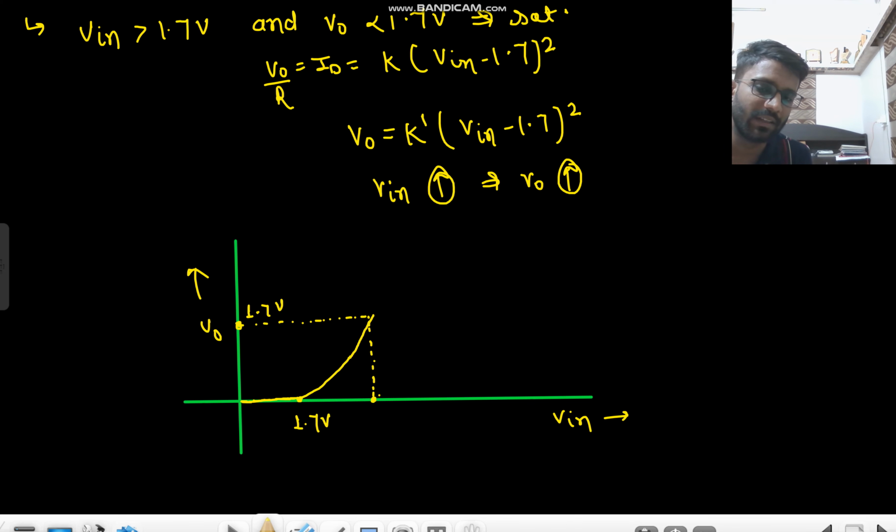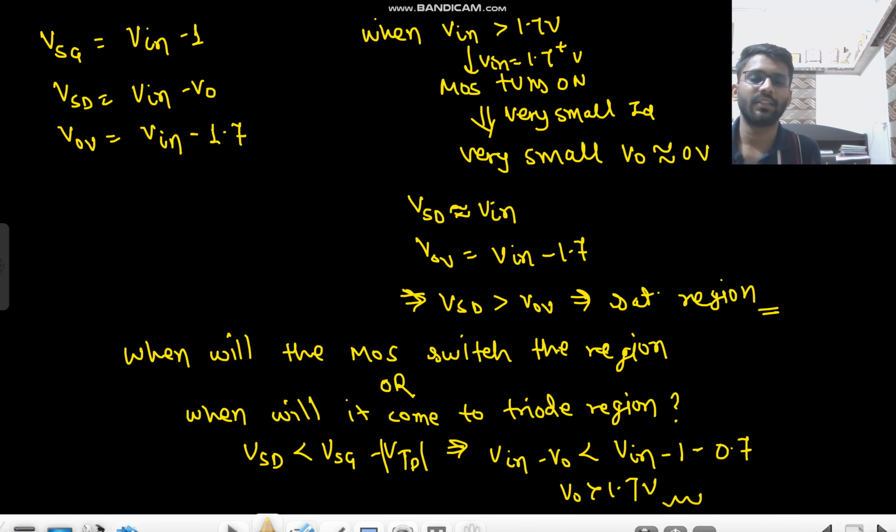At some V in, let us call this voltage VA. At V in equals VA, you will have V naught equals 1.7 volt. So for V in greater than VA and V naught greater than 1.7, it goes into the linear region. Did you understand this?